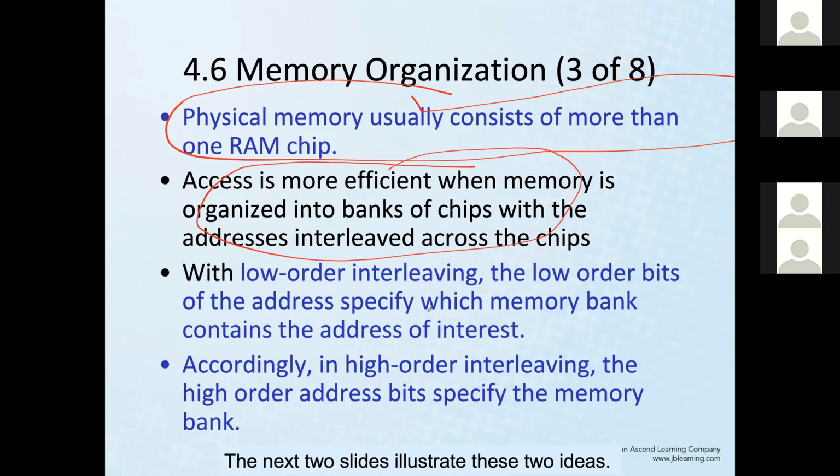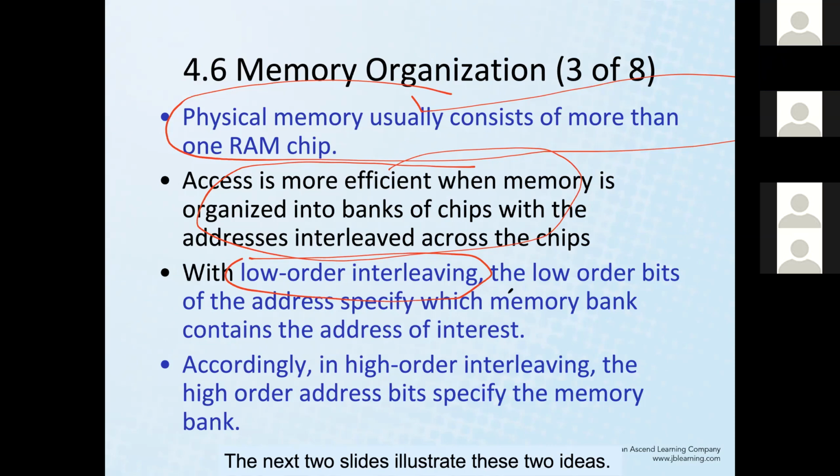First, we have 2 different types of combinations or interconnection between these memory banks. The first one is called low order interleaving. First, let's see the definition, and on the next slides we will see some examples. First, let's just focus on the definition.